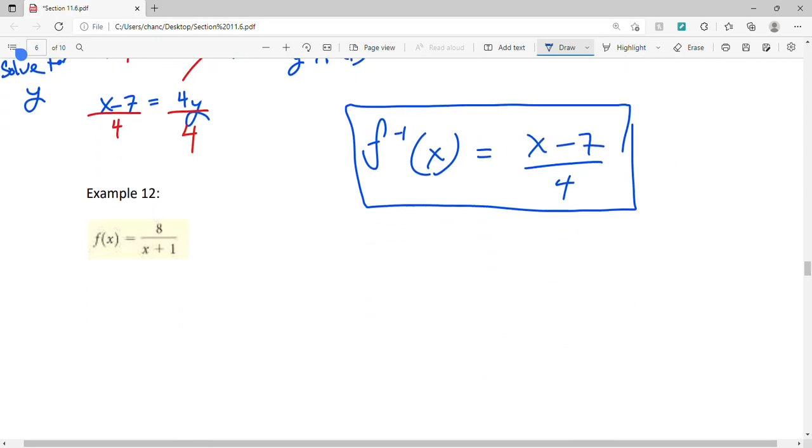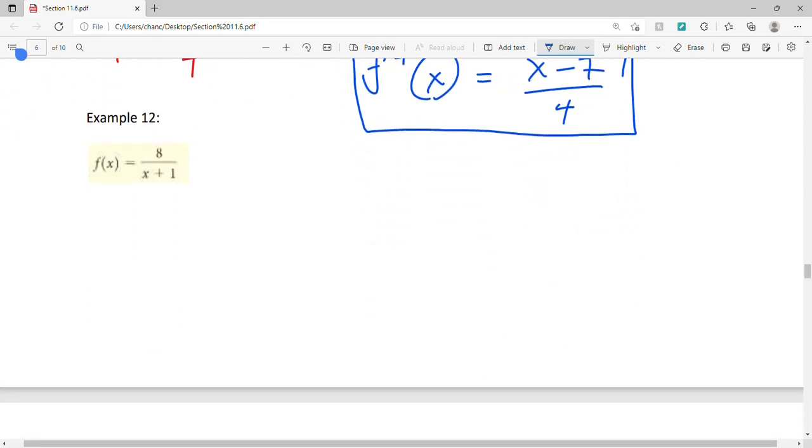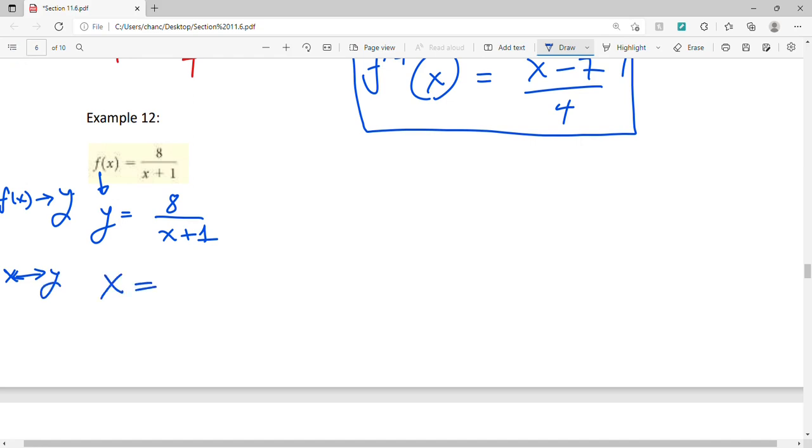Let's try something more challenging now. Example 12. Let's start by assuming this thing is 1 to 1. And we can check that by using a graphing tool to graph this function and making sure it passes the horizontal line test. So let's have the assumption it is 1 to 1. And we'll start by replacing f of x with the letter y. So y equals 8 divided by x plus 1. Now we can swap the letters. x and y are swapped. x is equal now to 8 divided by y plus 1.